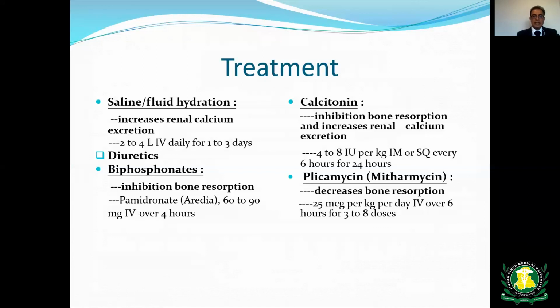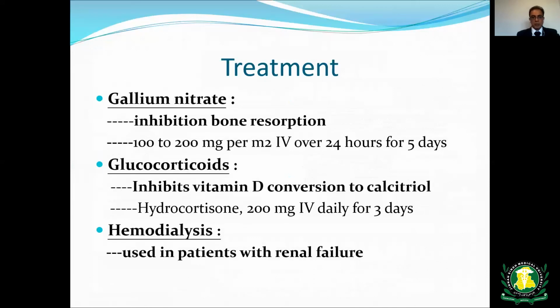If it is still high after 1 to 3 days, then you can try either diuretics or bisphosphonate, which will bring the calcium down within the acceptable range. Most commonly used is pamidronate, either 60 to 90 milligrams. Other agents you can use are either calcitonin or erythromycin. It's not commonly used. And others sometimes use glucocorticoid, or if the patient presents with hypercalcemia and renal failure, refer for hemodialysis.